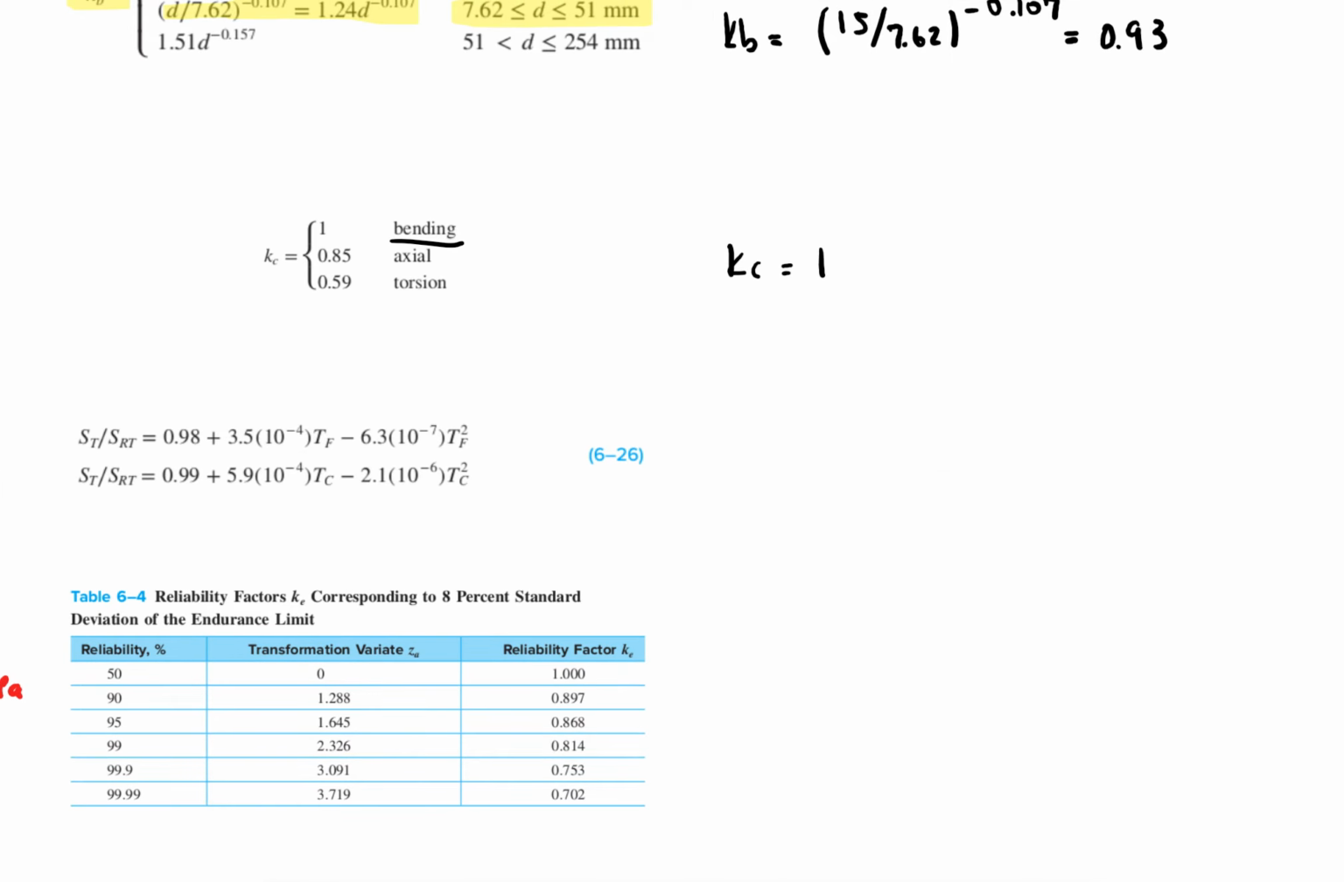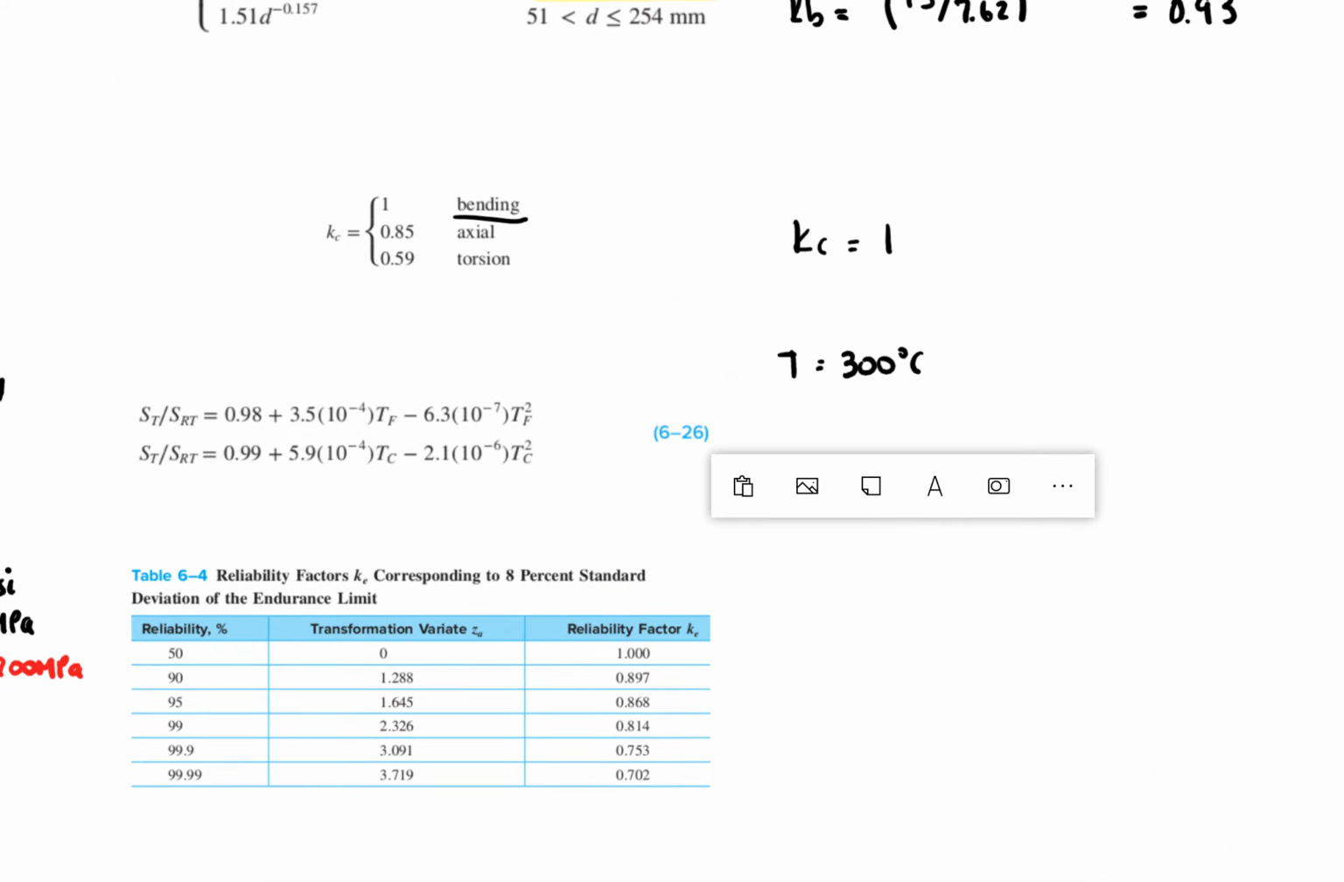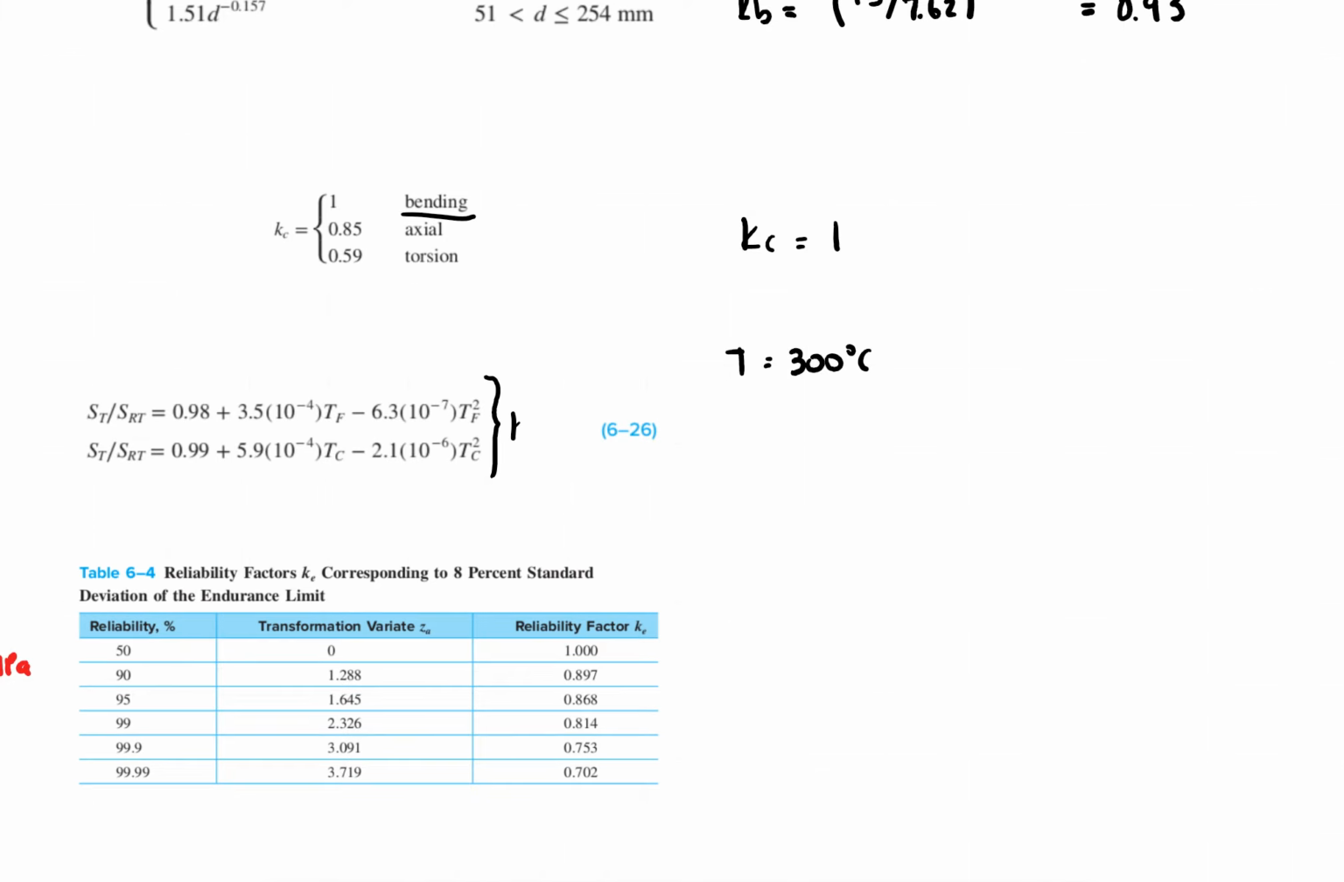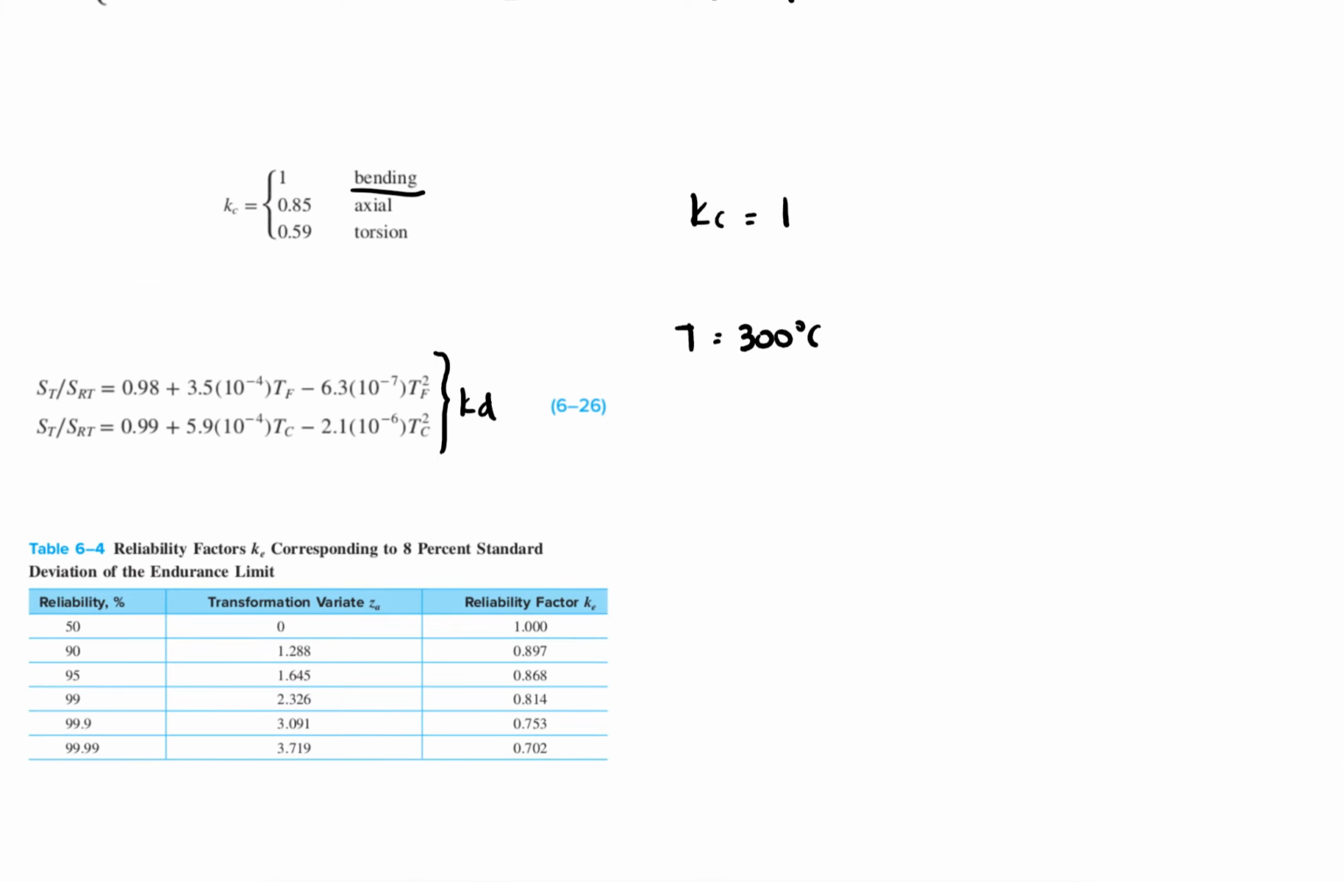I know I added to the problem that the working temperature is 300 Celsius, so I can get my KD coefficient from these equations. The first one in the book is for Fahrenheit, the second one is for Celsius. Since I have Celsius here, KD would just be equal to 0.99 plus 5.9 times 10 to the minus 4 times 300. It's already in Celsius, which is what I needed here.